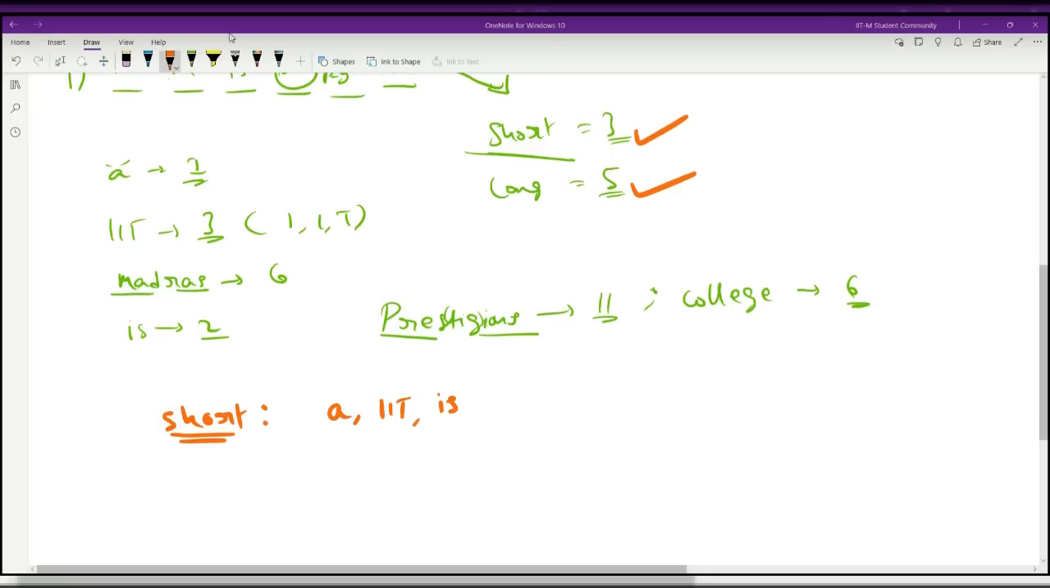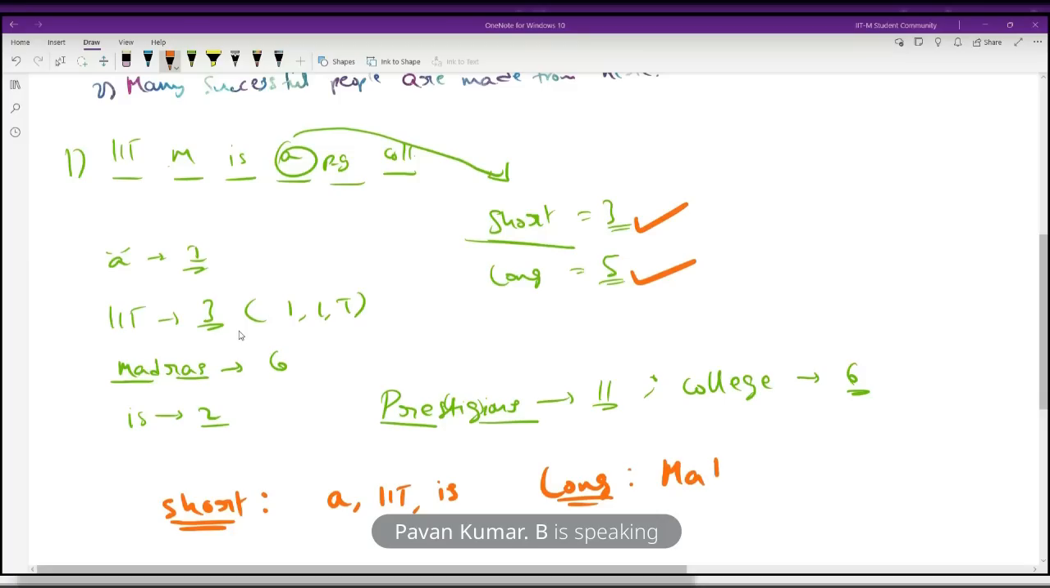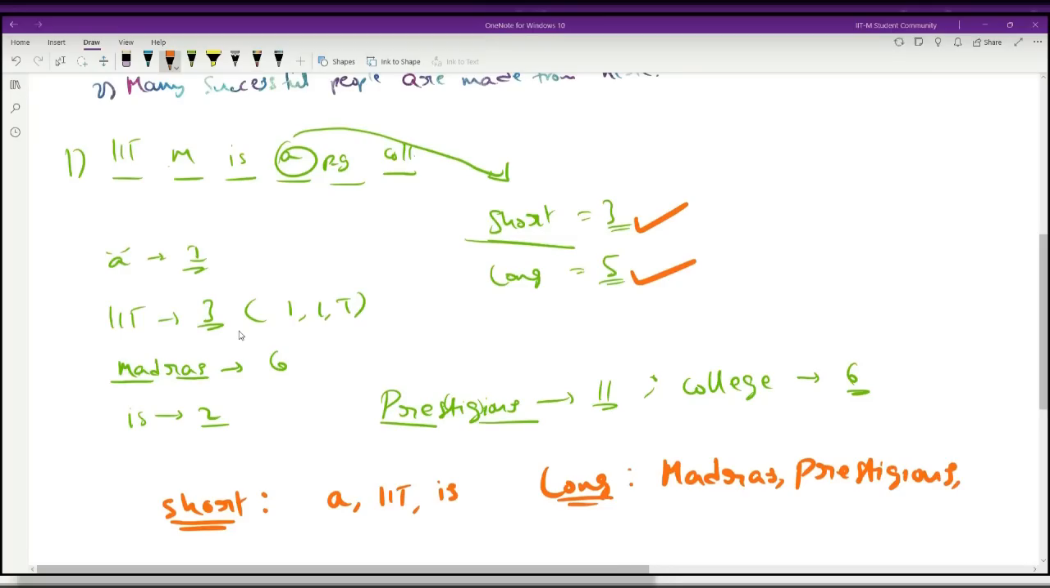Yes, that's 100% right. You are very good, I think you got good understanding. Is, IIT, yeah, fine. And now, what are the long words here? The long words are Madras, prestigious, and college. Yes, you're 100% right. And this is how we do the classification.